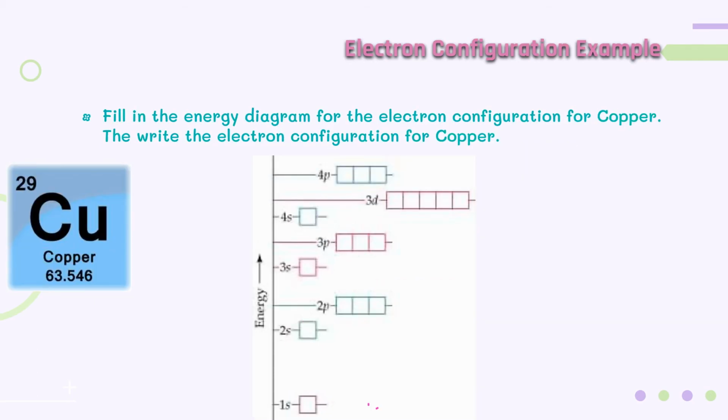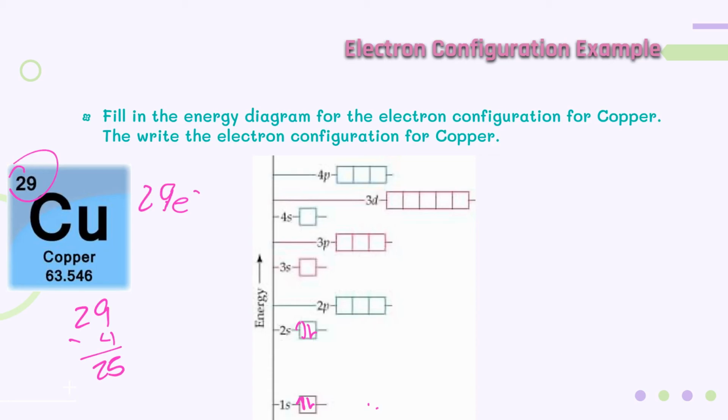So let's do another example. Fill in the energy diagram for the electron configuration for copper. Then write the electron configuration for copper. So copper has 29 electrons to account for. So I'm going to start filling in with the lowest energy level first, Aufbau's principle. So I'm going to fill in 1s, 1 up, 1 down. Then I go to 2s, 1 up, 1 down. And then 29, so I've used 4, is 25.